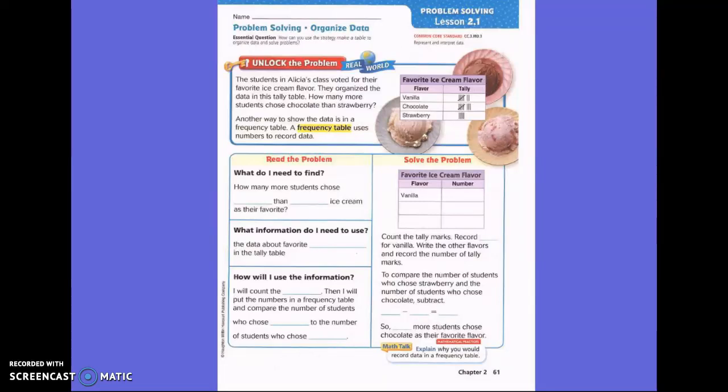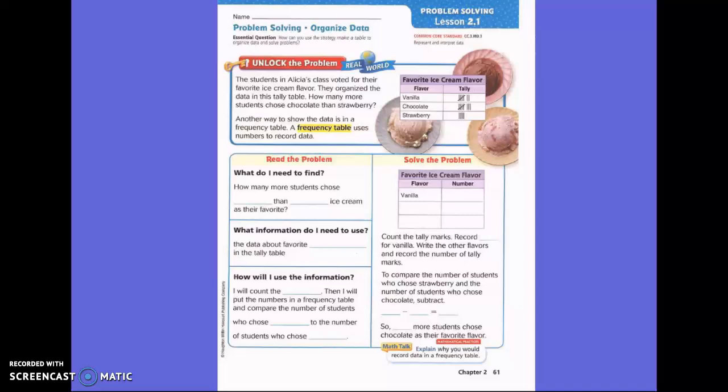Today, third grade, we're going to organize data in tables and solve problems using the strategy Make a Table. We did this last time a little bit. This time we are going to talk about having data tables and using those data tables to find our answers.